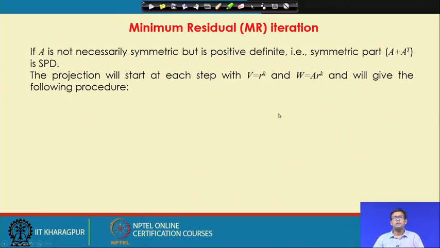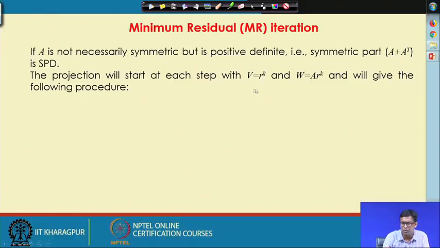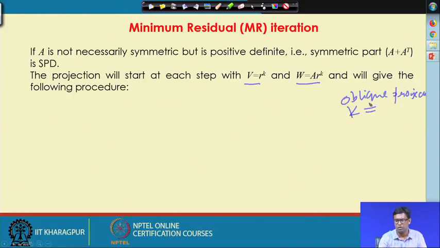The next method is called minimum residual, or MR, iteration. A is not necessarily symmetric, but is positive definite. That is, A plus A transpose, which is the symmetric part of A, is a symmetric positive definite matrix. A is a positive definite matrix, but A is not symmetric, and we define a projection method at each step with V equal to R k and W equal to A R k. So it is not a Galerkin condition, and this is an oblique projection. K is not equal to L.